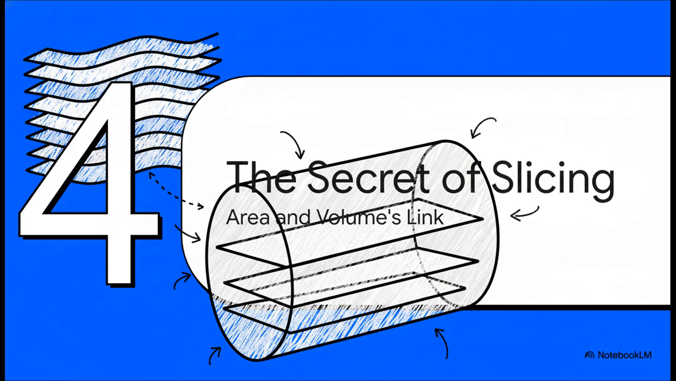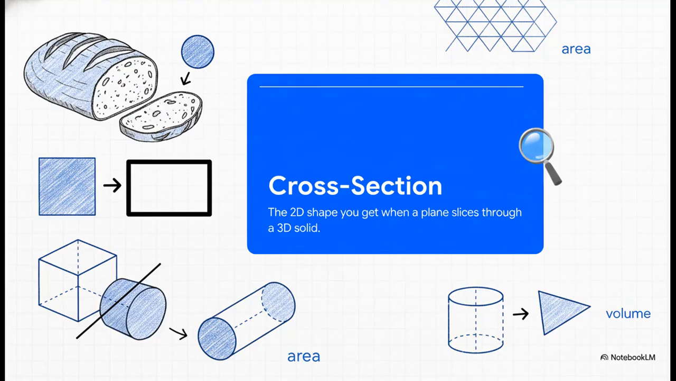Let's call it the secret of slicing. First, let's get a key term down. A cross-section. It's actually a really simple idea. Imagine you have a loaf of bread. If you cut a slice from anywhere in the middle, the 2D shape of that slice, that's its cross-section.